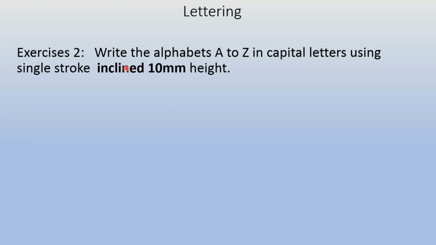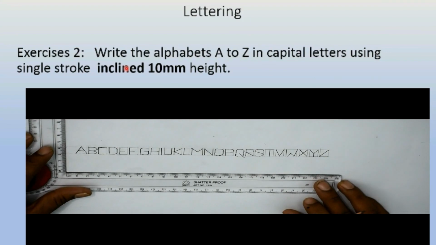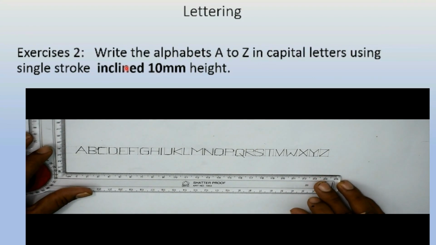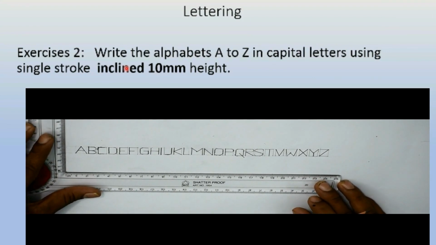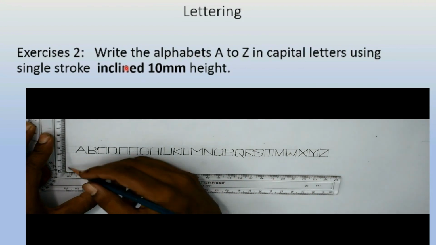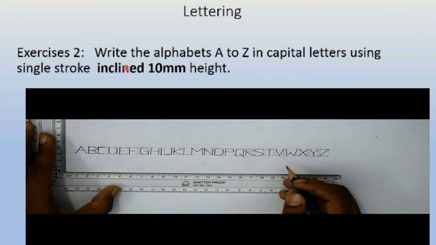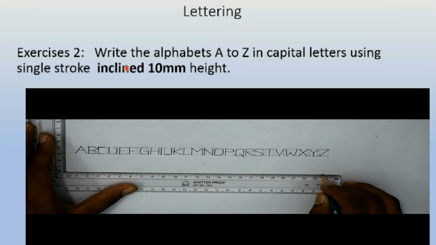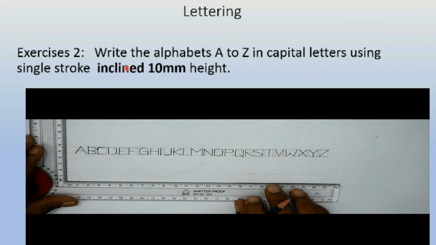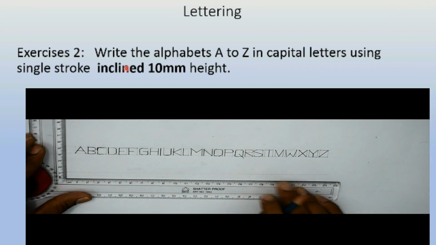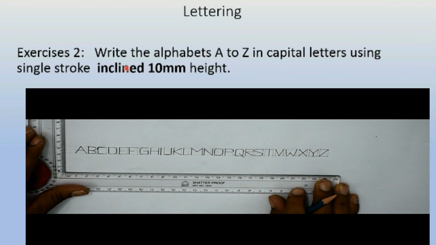I am going to show you now how to do this. Just observe it carefully. You will get the idea of how to draw with incline, how to do the inclined lettering. So for drawing inclined lettering also we have the same steps. The first step is to draw two parallel lines. Here, as you know, the distance is 10 mm.